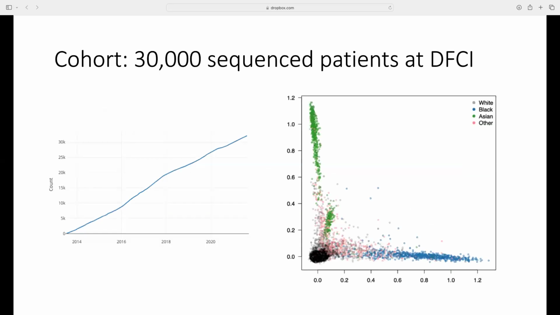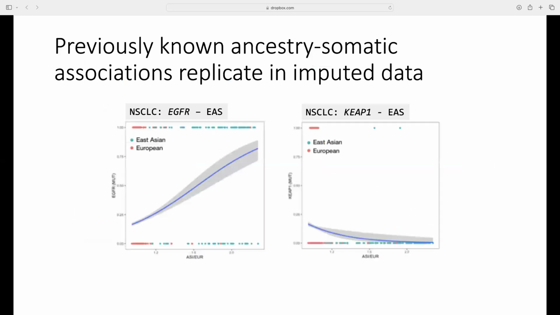The data that we'll be using is the cohort that I already talked about, this PROFILE sequencing effort, which at the time that we did this study included about 30,000 patients. The ancestry components I've already described. And just to cut to the chase, we do, in fact, and this has been observed in the literature, see significant associations between genetic ancestry and specific driver mutations in these tumors. So for example, on the left here, and sorry, this is a little bit blurry, I'm showing an association between East Asian ancestry and EGFR somatic driver mutations in patients with non-small cell lung cancer.